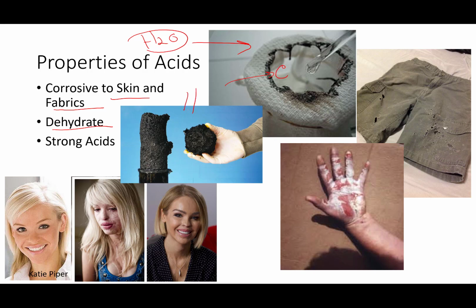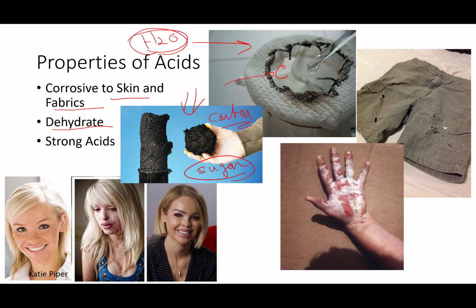This is a demo that's commonly done in chemistry classes. This is plain old ordinary cane sugar, the sort of sugar you would put in your tea or on your cereal. Sulfuric acid was added to it, and it removes all of the water from the sugar and turns it into pure carbon. And that is a very dramatic example.